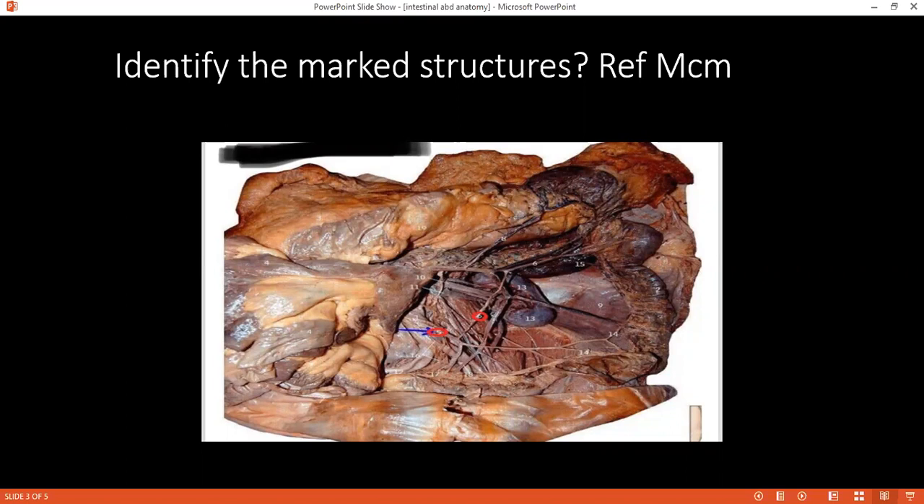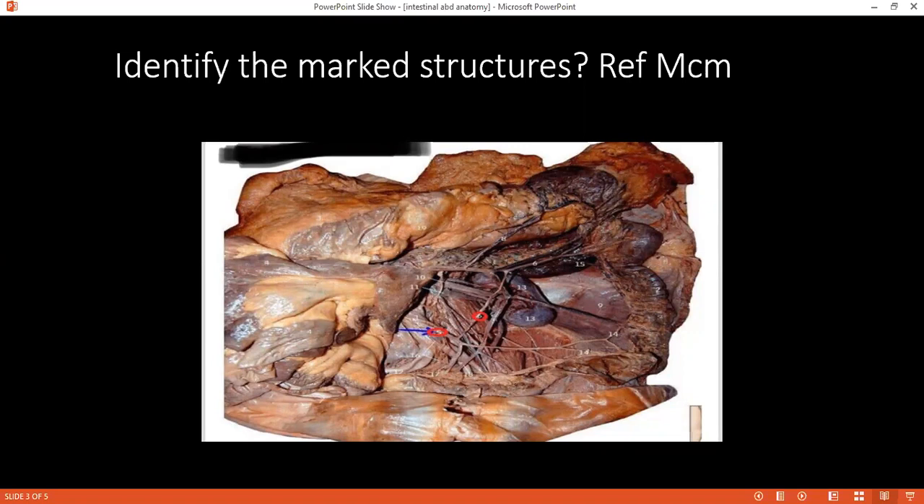The surface anatomy of the spleen is beneath the 9th, 10th, 11th rib on the left side. Right. Can you tell me the structures which are susceptible to injury during splenectomy? Can you name the structure?